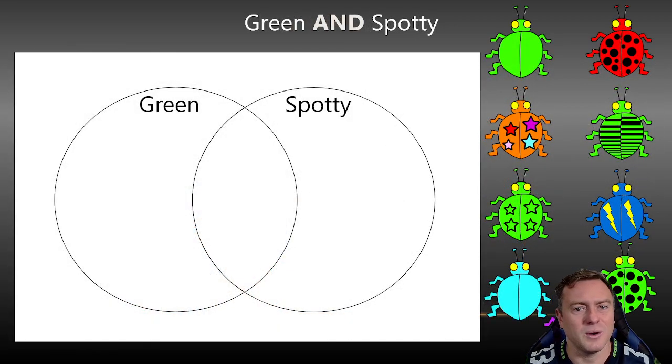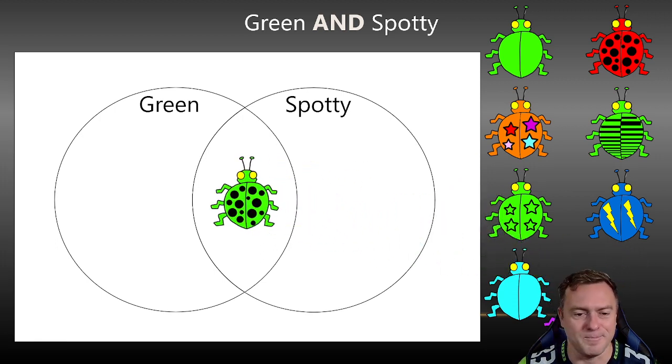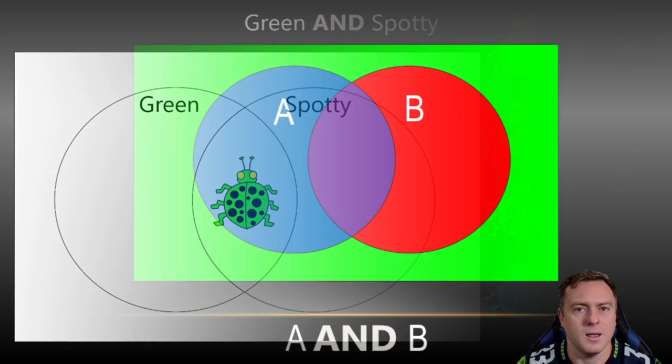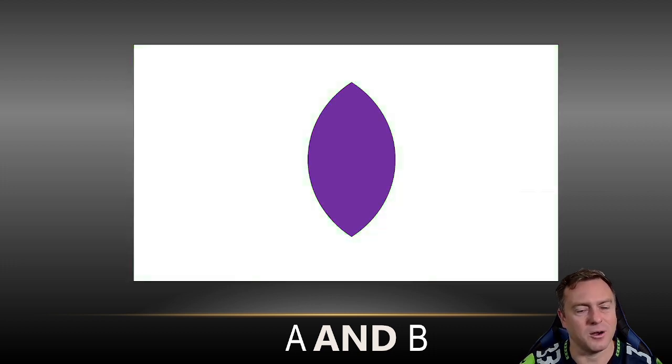If we think of something that's green and spotty, well, hopefully picked up from the things that we talked about before, is just this guy here. There's only one, which is this guy. So if we were thinking about the colors here, so we had green, blue, purple, and red, the only part that's A and B is that purple area in the middle there. So that's where the overlap occurs.